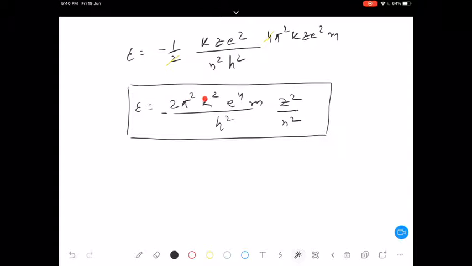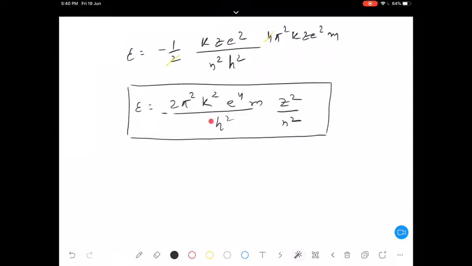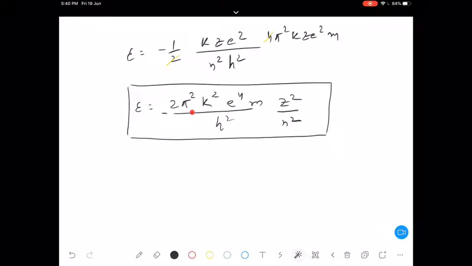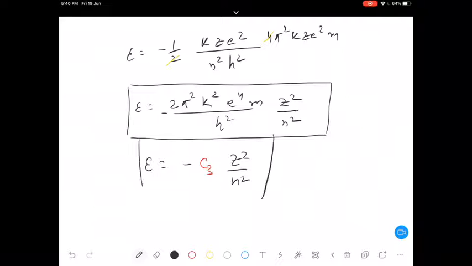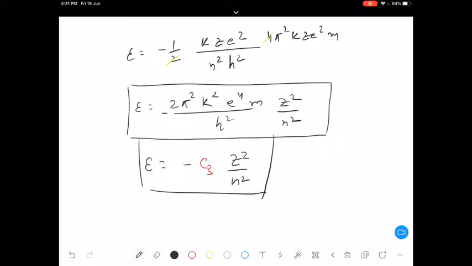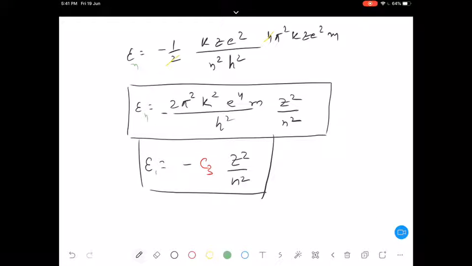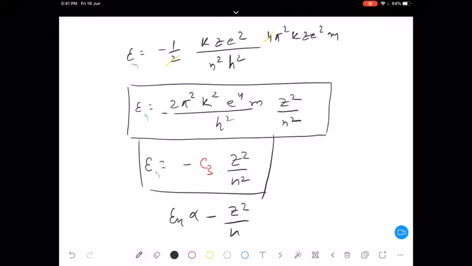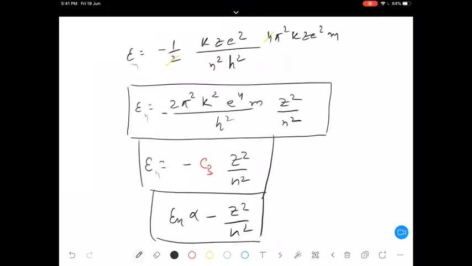Now here we know the value of pi, we know the value of k, we know the value of e, m, h. These are all constants. Z square upon n square. So this I can further simplify, and I can write E is equals to minus C3 z square upon n square. Or we can write this energy of nth orbit En is directly proportional to minus of z square by n square. This is the formula which you have to remember if you can do that.